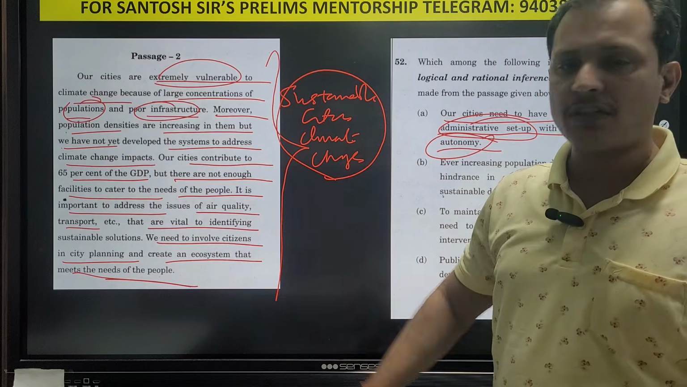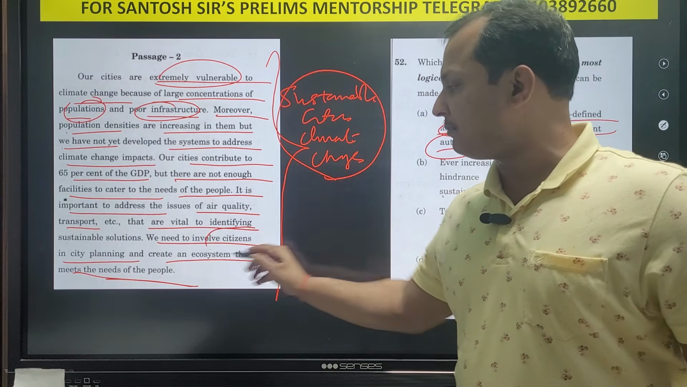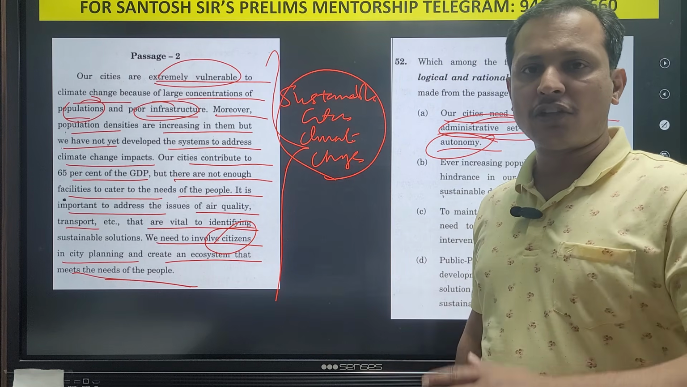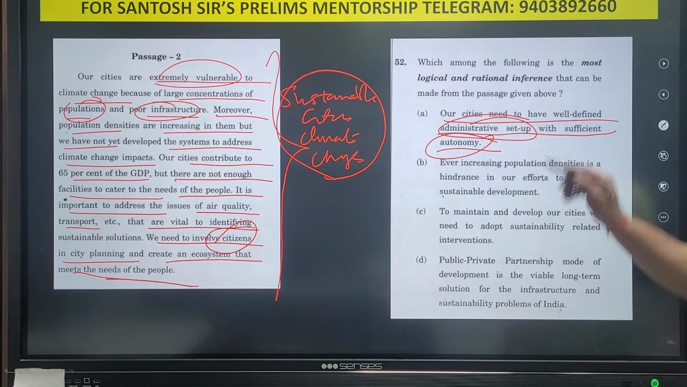Where is autonomy talked about? No. It is only talking about what? Citizen partnership is needed. That's it. It is not talking about new administrative setup. It is not talking about autonomy. Okay, so the first statement is incorrect.